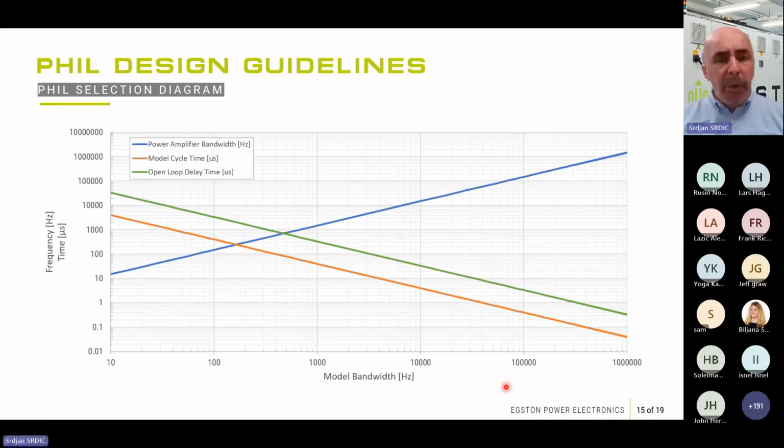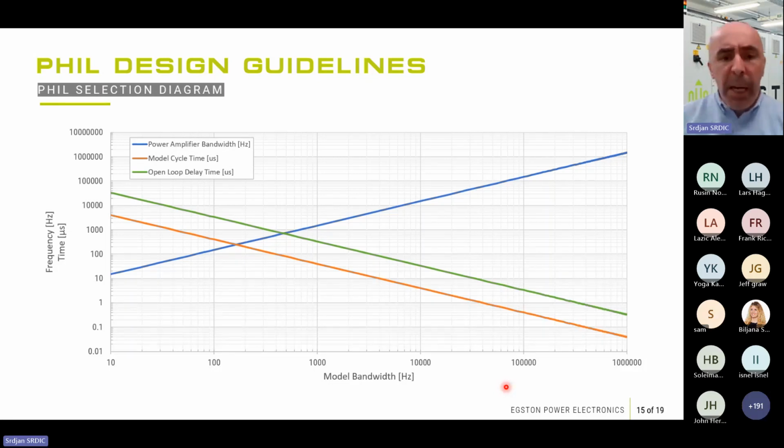And based on all these guidelines, we can get to this P-HIL selection diagram, which is a very simplified version, but it's a good first step for you to estimate and to determine what exactly you need for your specific applications. Of course, later on, you can replace the simple first order model of your amplifier with a more realistic model of the amplifier, but this can serve as a good starting point.